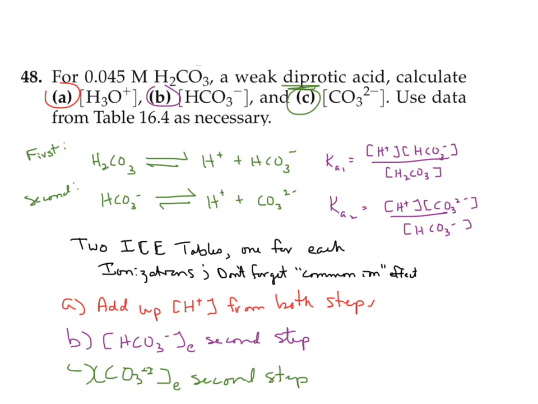Good question, though. So for A, you'll add up these. For B, the HCO3 negative, to me, that will just be this equilibrium concentration here. And for C, the equilibrium concentration of the carbonate once it's stripped off of two protons. And then don't forget, my other hint was also calculate the pH.